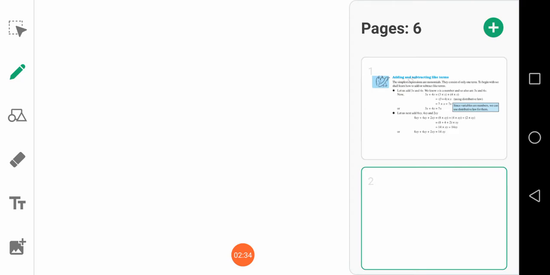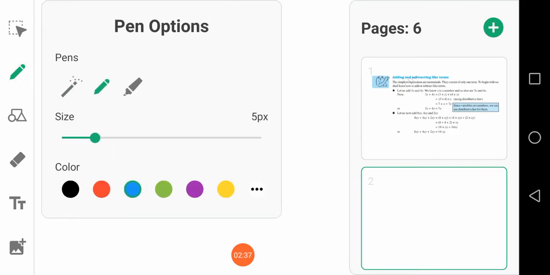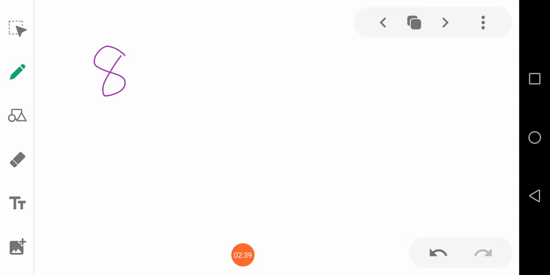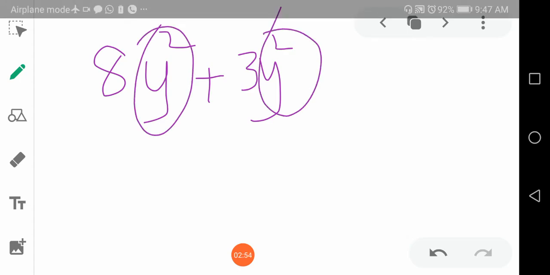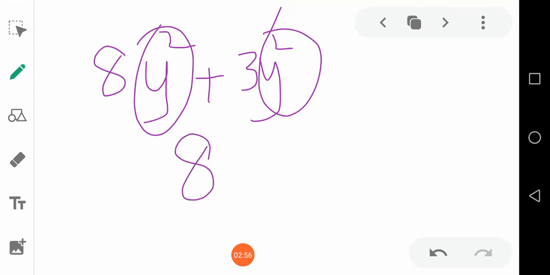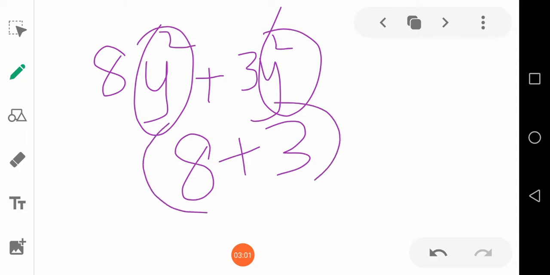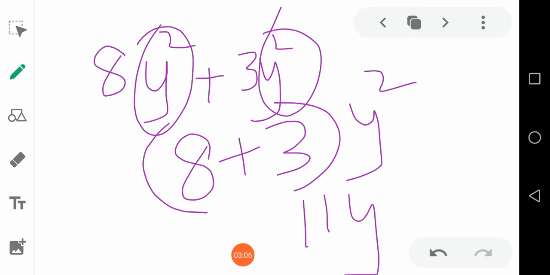Okay. So, here I am writing 8y square plus 3y square. Tell me, how should you do this? You know these two are like terms. Here y square, here also y square. So, you have to add the numbers. What are the numbers here? 8 and 3. So, 8 plus 3. What is 8 plus 3? 11. And then you have to write the variable part. So, it will be 11y square. This is how you have to do it.